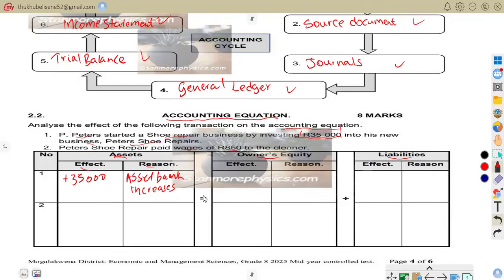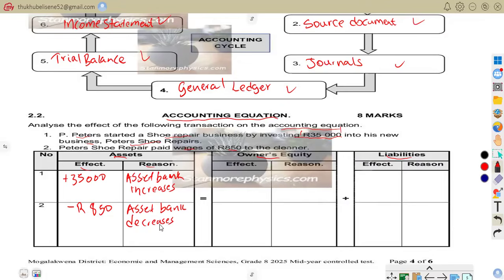The second one says Peter repaid wages of 850 to the cleaner. So now we're going to have minus 850. Our asset bank is going to decrease because we are going to pay this much. We are going to take 850 out of our business. So asset bank now decreases.